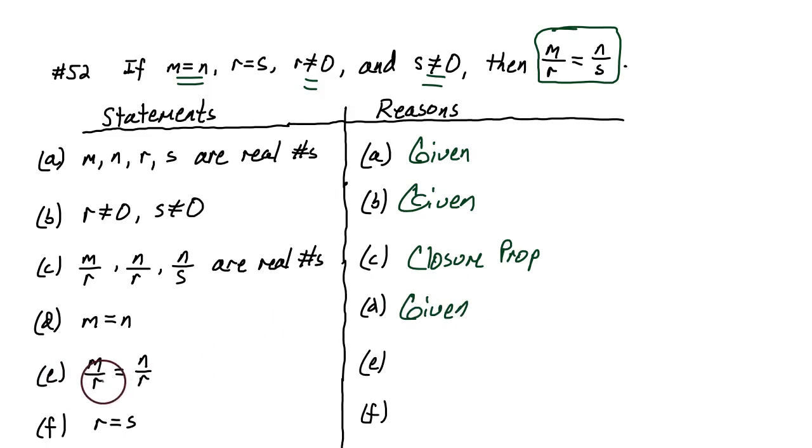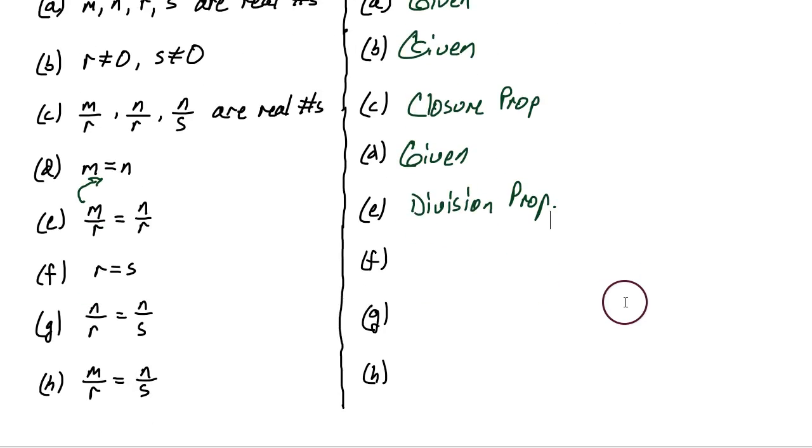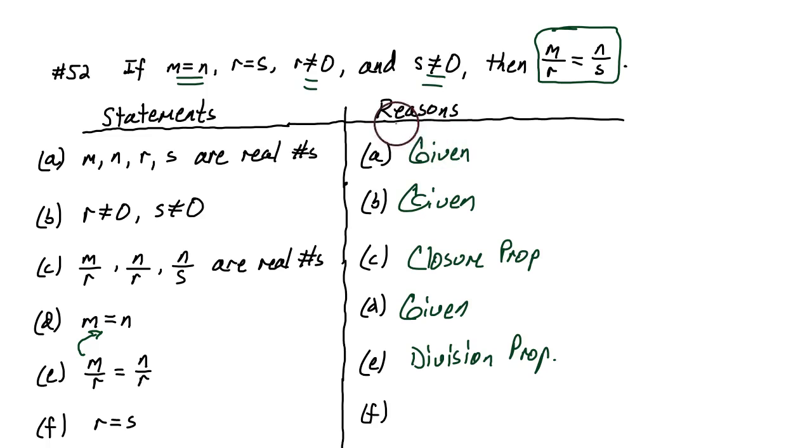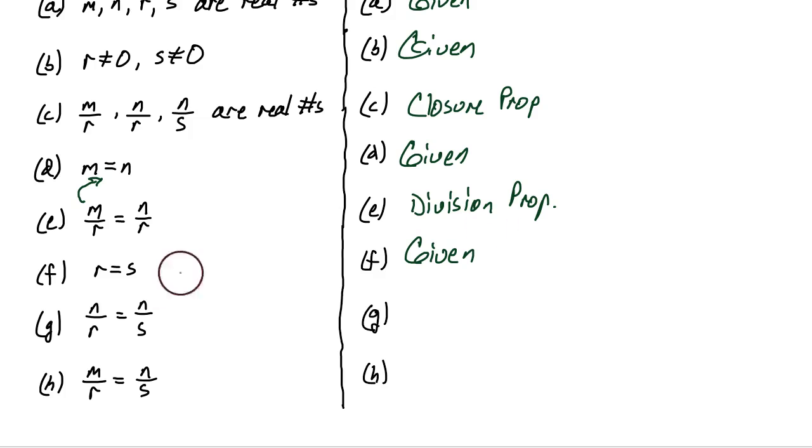Statement E. Why can we write m divided by r equals n divided by r? What has happened to create that equation from the equation written right before? Do you notice both sides have been divided by r? That's the division property of equality. Statement F. Why can we write r equals s? That's given to us in the beginning part of the sentence.